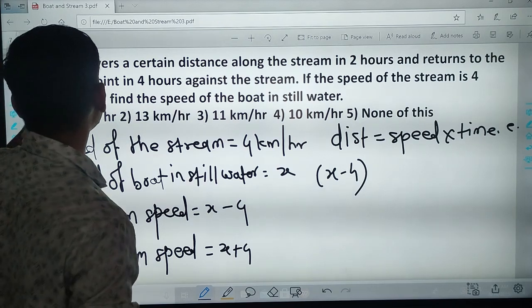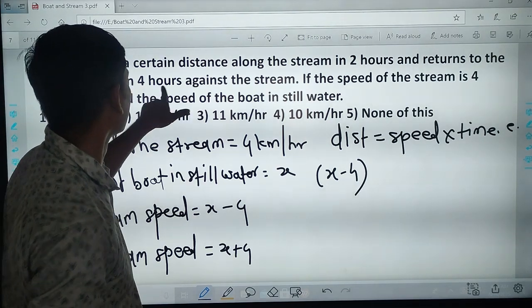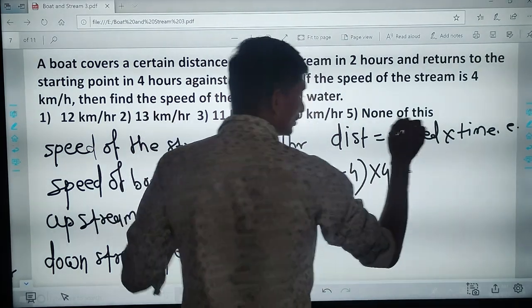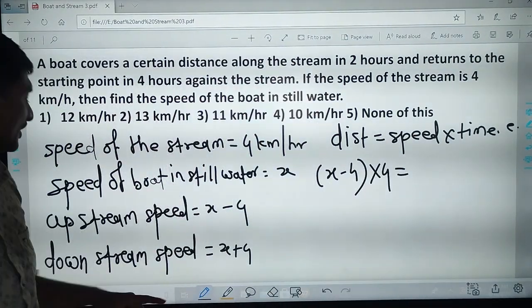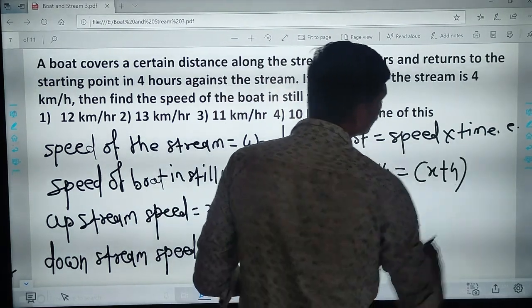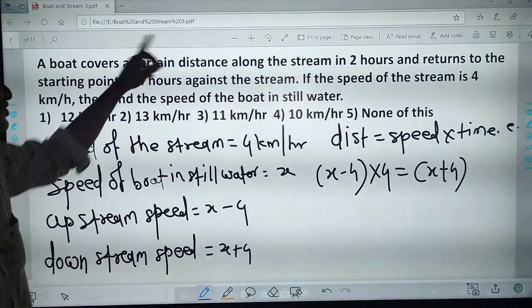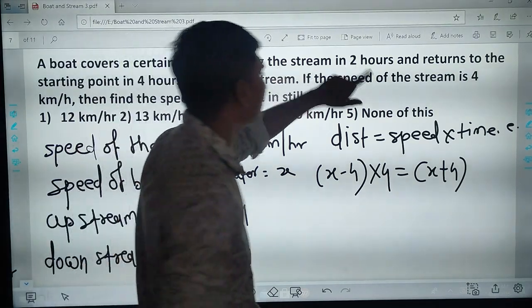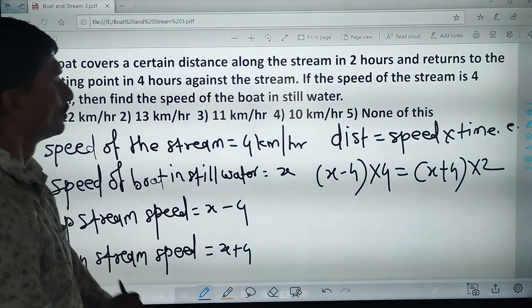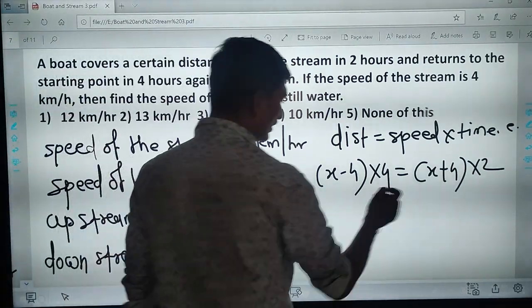The time required to cover the distance upstream and return to the starting point is 4 hours against the stream. The downstream speed is x plus 4, and the time required to cover the distance along the stream is 2 hours. By solving this we find the value of x.